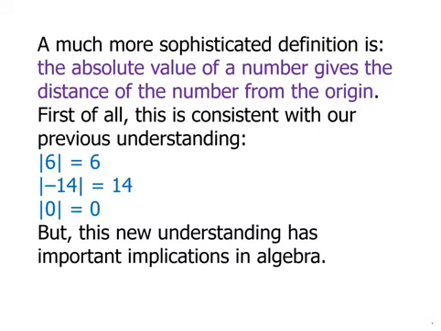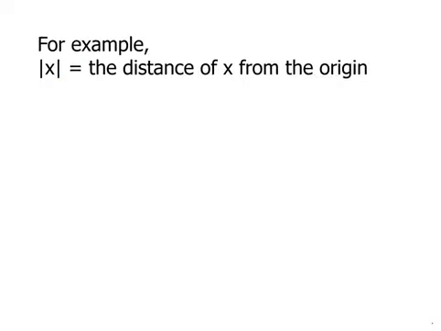This new understanding has important implications in algebra. And so we'll just be talking about some of the very basics of algebra here for a moment. For example, the absolute value of x is the distance of x from the origin. And again, distance is always positive, so whether we're at positive 50 or negative 50, we're at a distance of 50 from the origin. What if we want the distance from x equals plus 5?